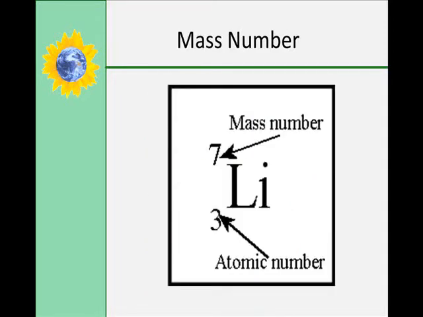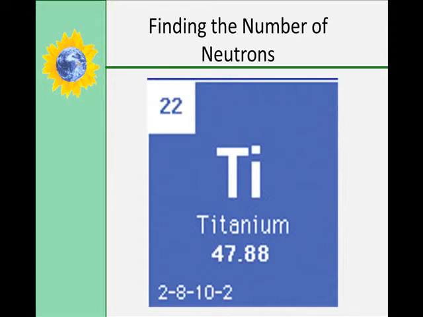The mass number is the number of protons and neutrons in an atom's nucleus. The number is usually larger than the atomic number. There's only one exception to that, and that is helium, because helium does not contain a neutron in its normal state. The number of neutrons equals the mass number minus the atomic number. Now, when you're calculating these, you actually round up. So for titanium, you would round up to 48 as the mass number, subtract 22, and that gives you 26 neutrons.